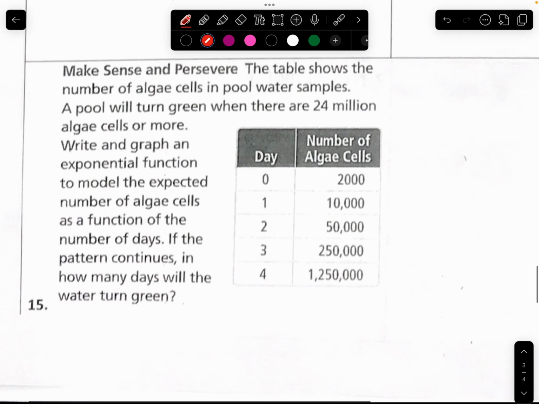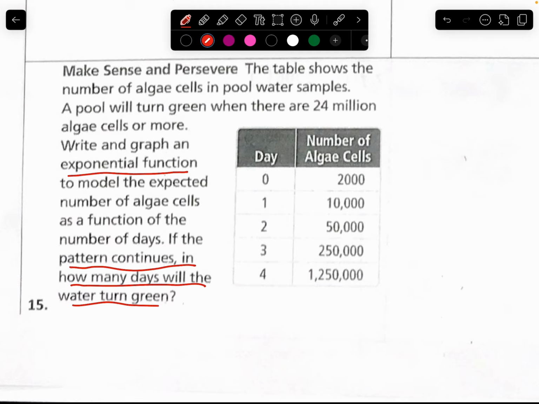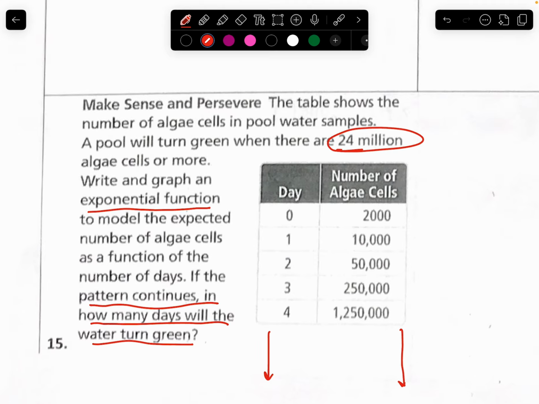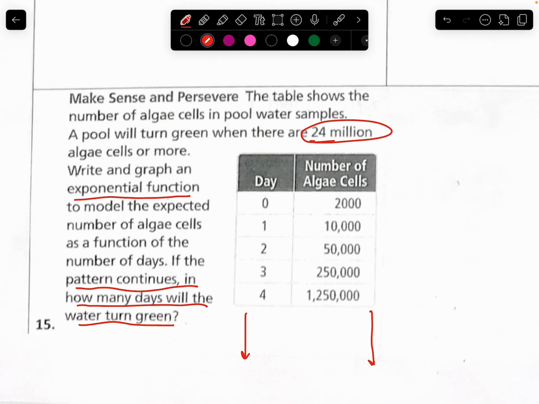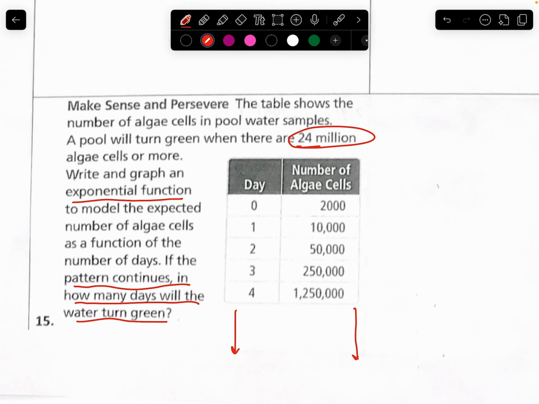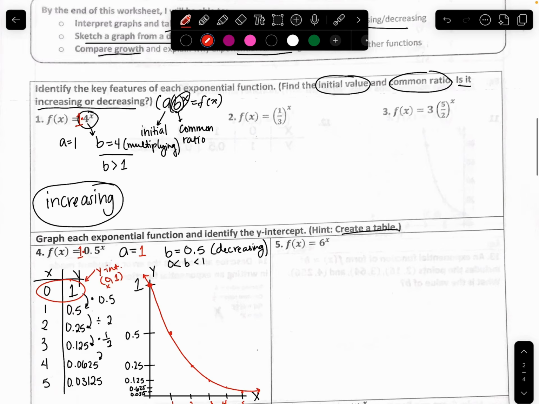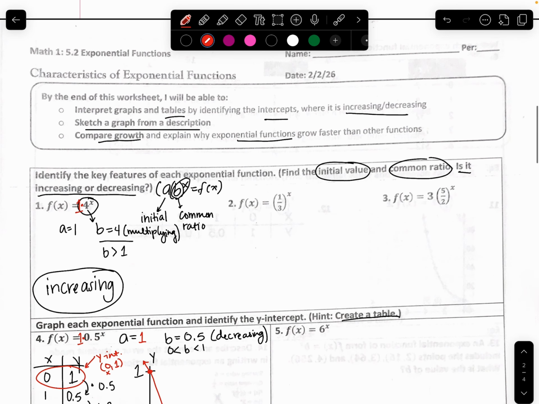For this one, I want you guys to create an exponential function. And if the pattern continues, how many days will the water turn green? So you might have to continue going. A pool will turn green when there are 24 million. So you might have to figure out how many days it takes to get to 24 million. Just like how we were talking about how much money you will earn in 31 days with the pennies. All right, try your best. Don't leave it blank. I'd rather you be wrong than leave anything blank. And then we will check it on Wednesday or Thursday.